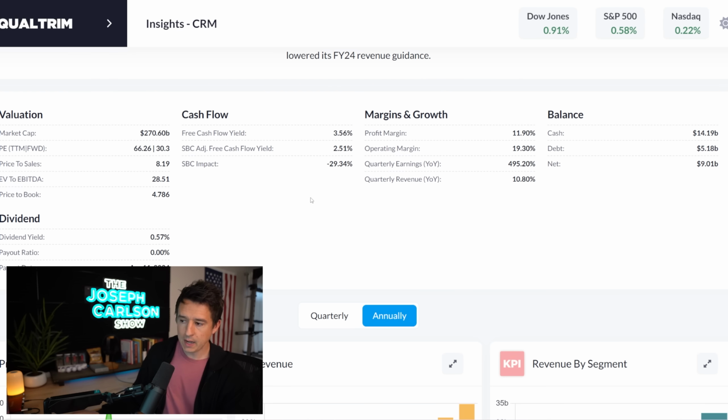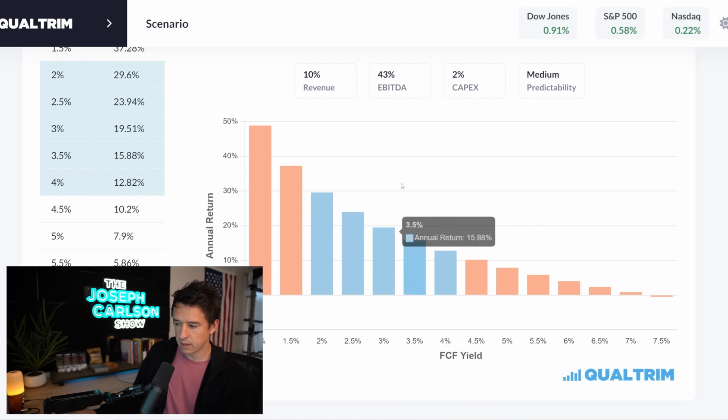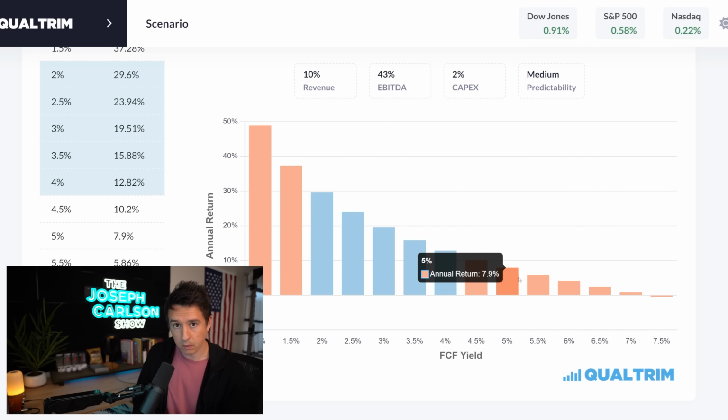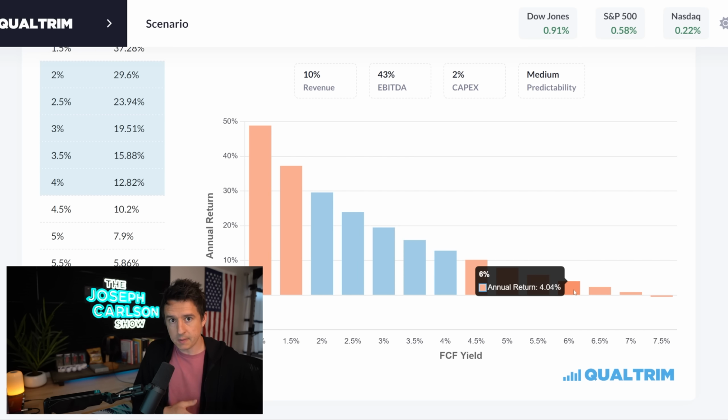For example, if there's bad news for Salesforce, like if Google starts competing with them or something, then there's going to be a multiple decline, which means the yield will go up and the stock price will fall. And I look at different scenarios there. Even if it went up to a 4.5% yield, I still earn 10% per year. Even if it went to a 5% free cash flow yield, I still earn 8%. Not bad. Now, if it goes all the way to a 6%, I'm still in the green. I'm still making money. At least I'm not losing money.